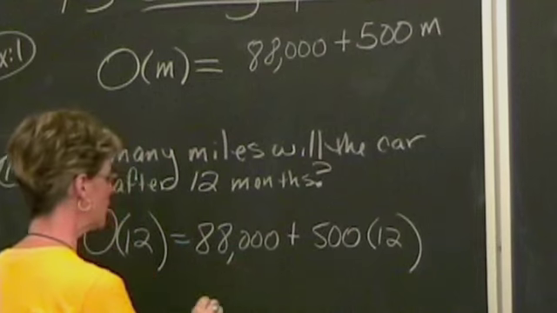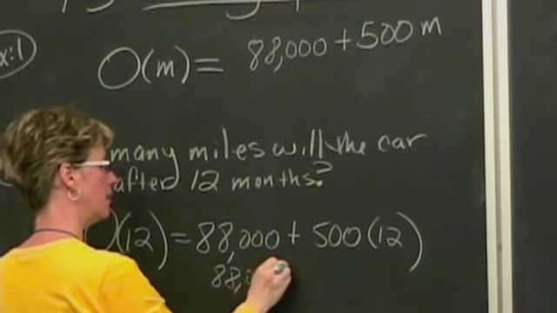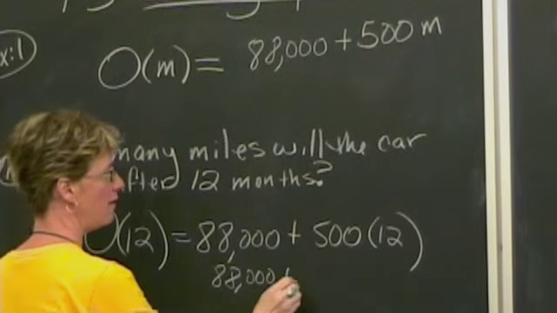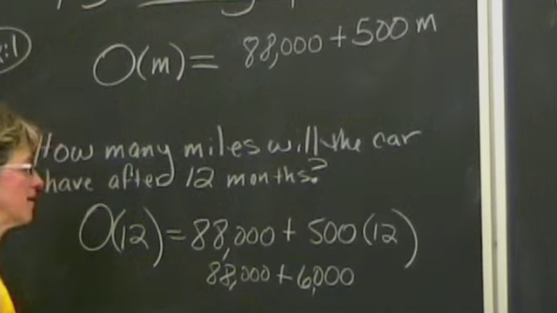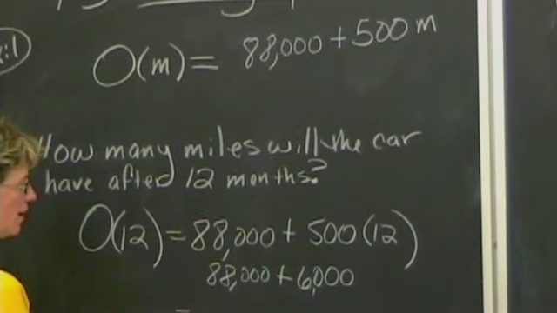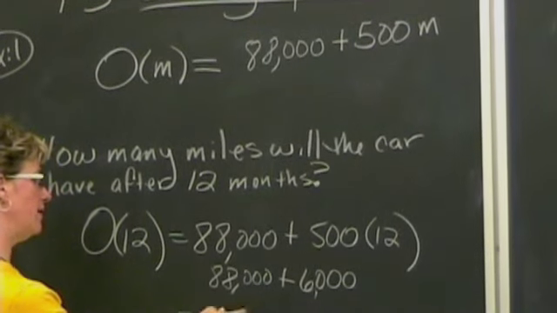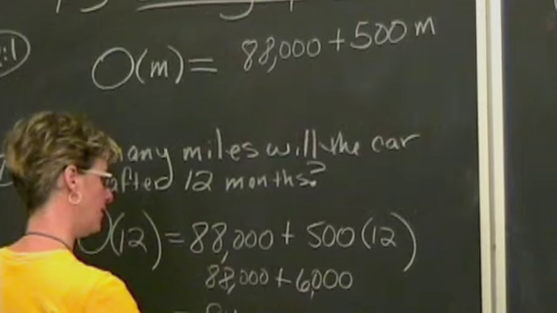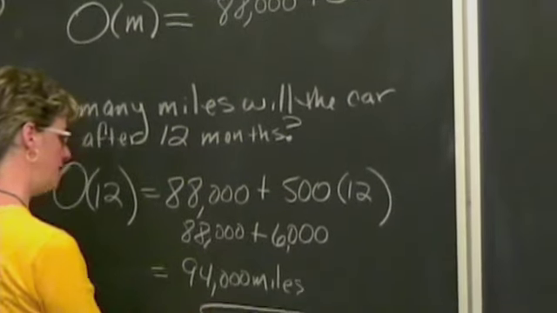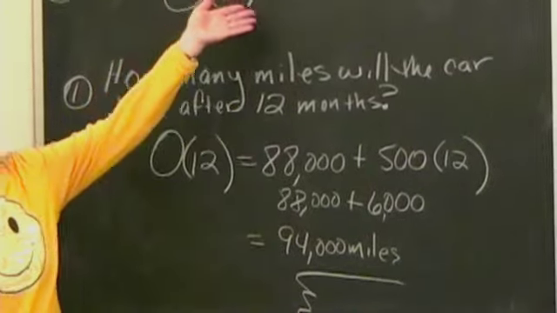All right, which of course is 88,000 plus 500 times 12, which is 6,000 miles. He's going to put 6,000 miles on this thing. So the O of 12 is going to generate, let's see what's that going to be, 94,000 miles. All right, so there you've got some function notation in the form of an equation.